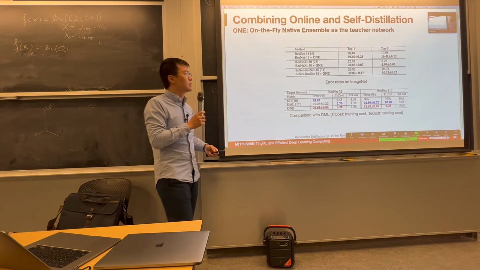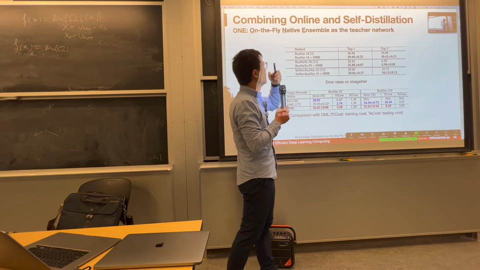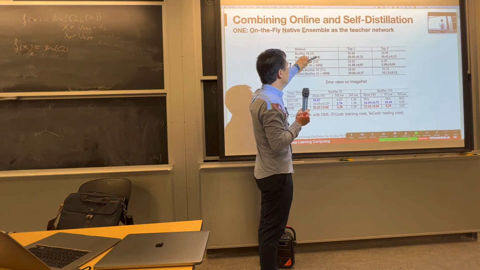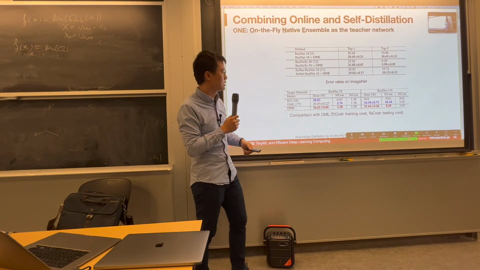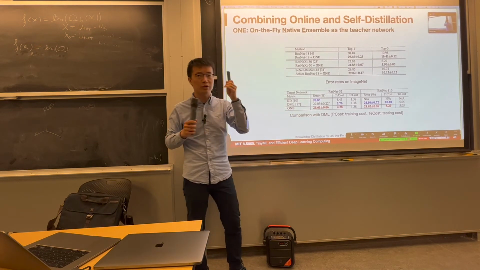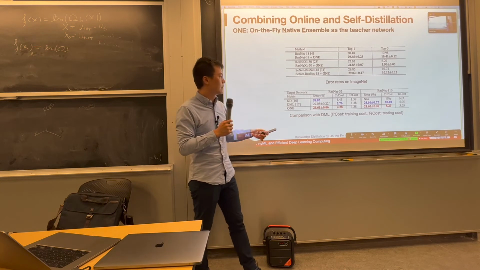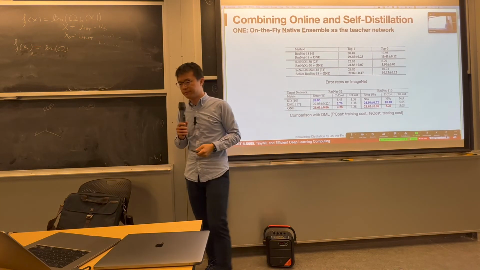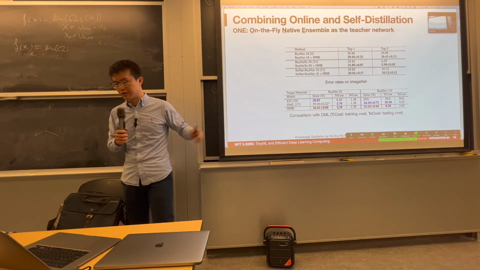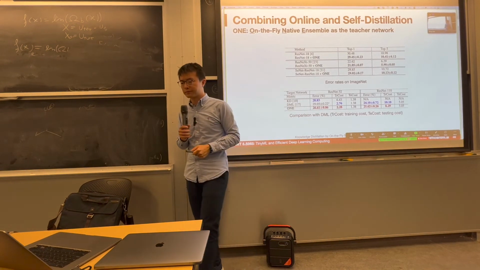And here is showing the result of this on-the-fly native ensemble method. On top of baseline networks, it consistently improved the error rate on ImageNet, and also compared with deep mutual learning, where you have to train two models, now you just have to train one model. This is showing the error is consistently lower.